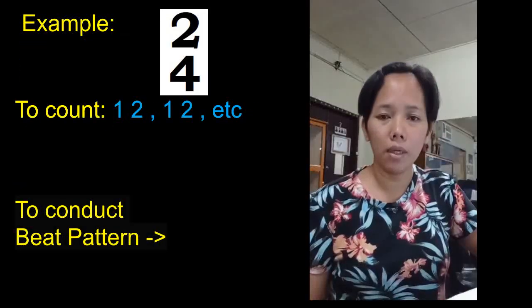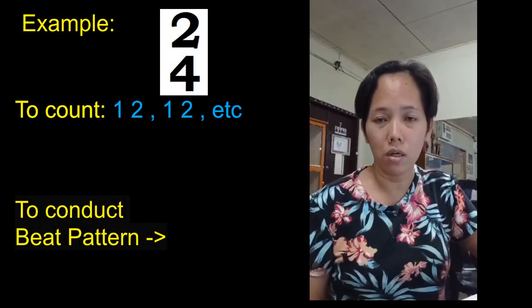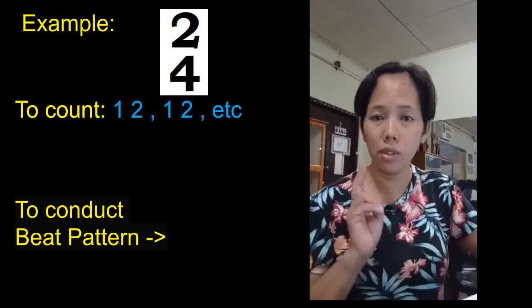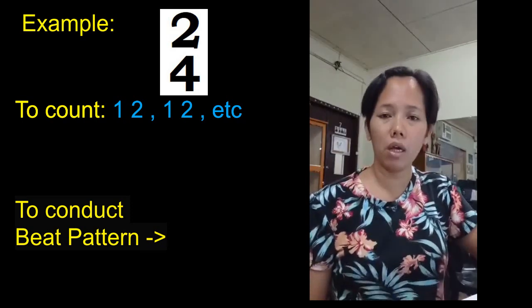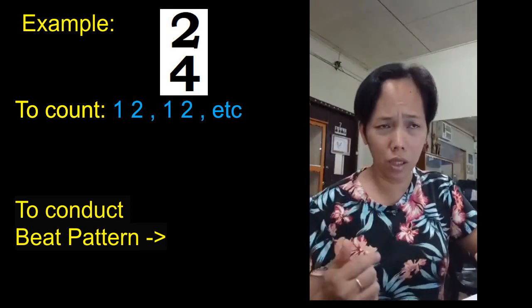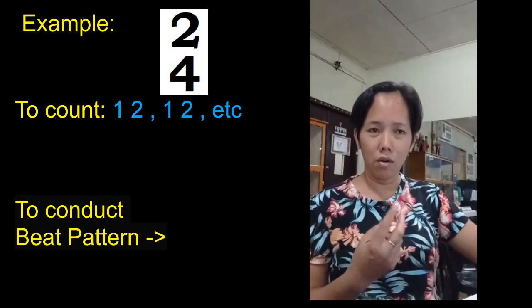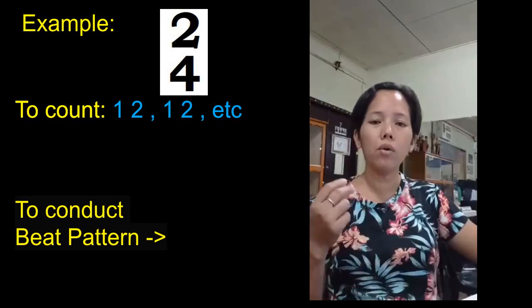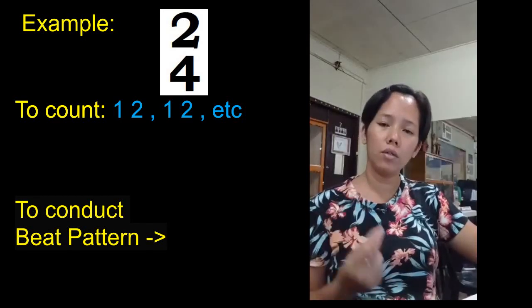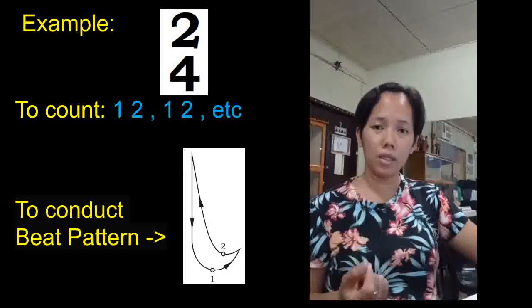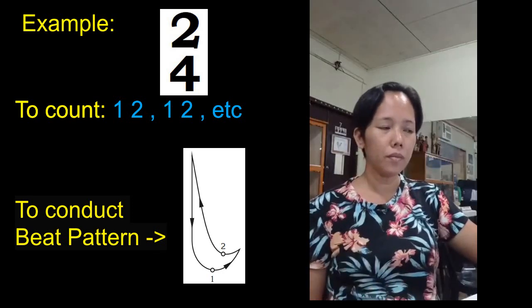If your timing is 2-4, meaning to say there are only 2 beats for each measure. So your count will be going around 2 counts. Now over and over. 1, 2, 1, 2, 1, 2, 1, 2 until the end of the song.